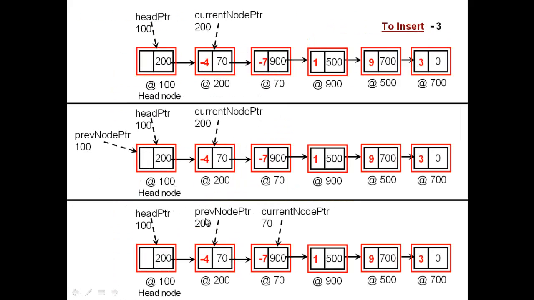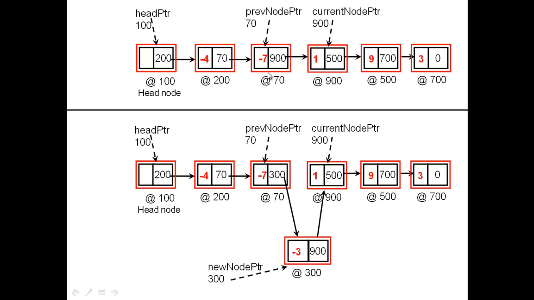So move the previous node pointer to 200, so it's pointing to this node, and current node pointer is moved to the next node, so it's pointing to this node at address 70. Now check the current node's data, it is still negative. So move the two pointers to the next node. Previous node pointer moves to this node at 70, current node pointer moves to this node at 900.